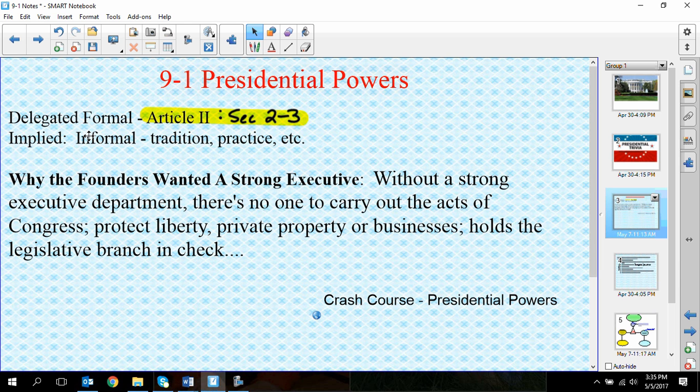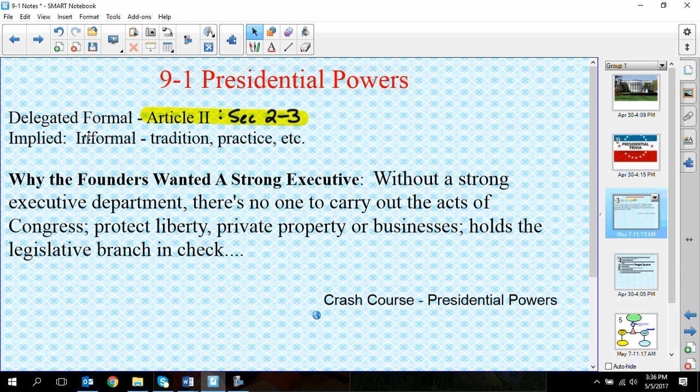Remember, implied powers are the powers that need to be connected to the delegated powers, and they expand the president's power through the elastic clause. Now, granted, the elastic clause is in Article 1 and usually is applied to the legislative branch, but through time, that necessary and proper clause has also applied to the other two branches.